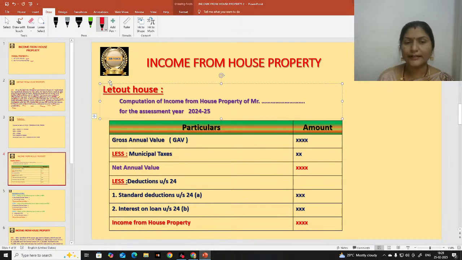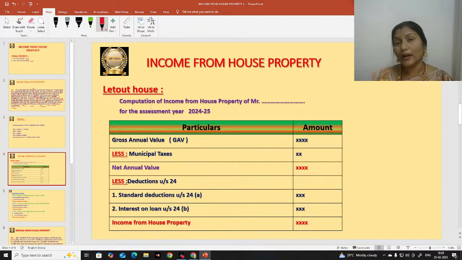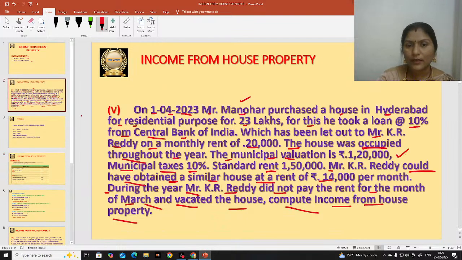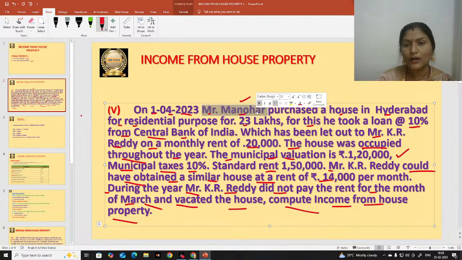This is a let out house, students. Okay, this is a let out house. And on the top, always you have to mention the heading. What heading you have to record here? Computation of income from house property. Always the same thing, because we are calculating income from house property. Computation of income from house property of Mr. and the name of the assessee should be recorded there in the dash. So what is the name of the assessee in our question? He is Mr. Manohar. So we are going to calculate income from house property of our assessee whose name is Manohar.